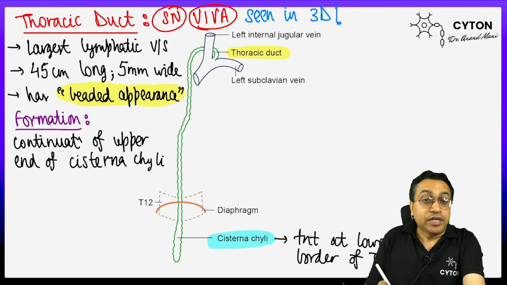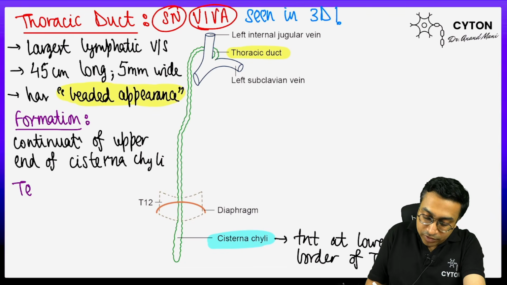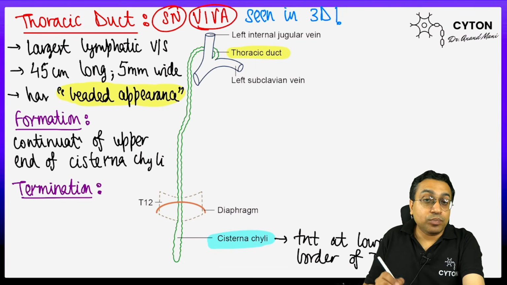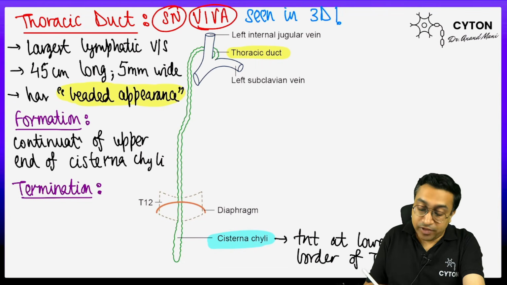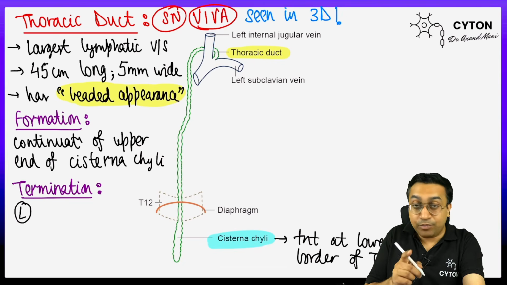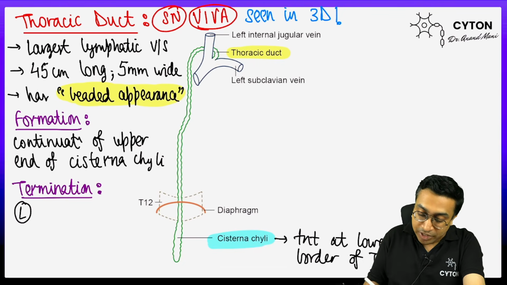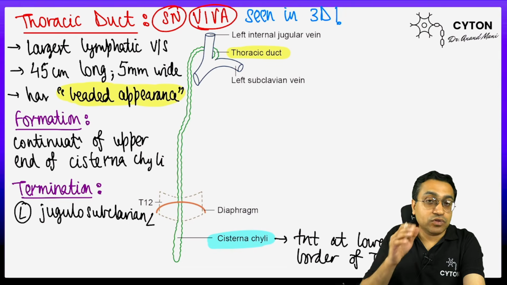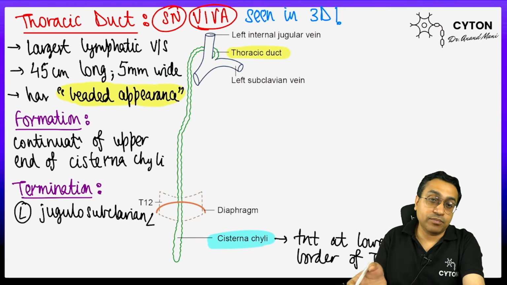Then talking about the termination. Okay, so that we have already seen in 3D. The termination. So it opens at the left jugulo-subclavian angle. Very important, left is important because on the right there is the right lymphatic duct. So left jugulo-subclavian angle. Okay, so that is the junction of the left internal jugular vein and the left subclavian vein.